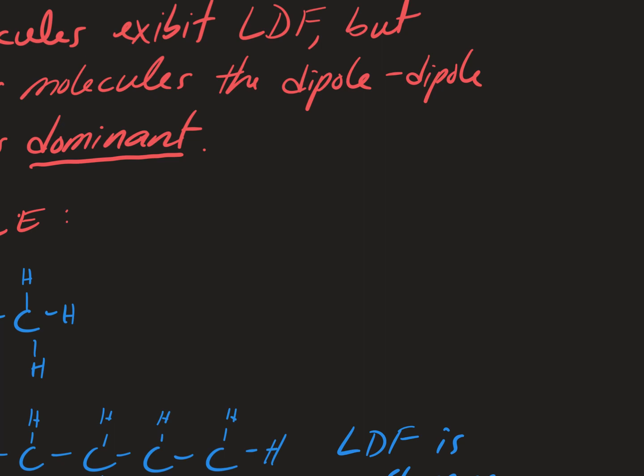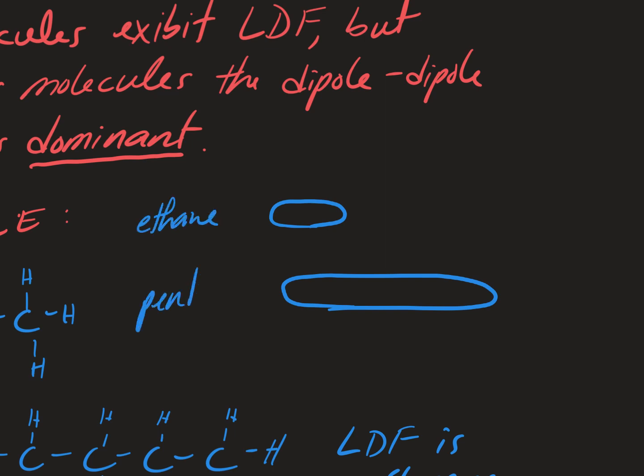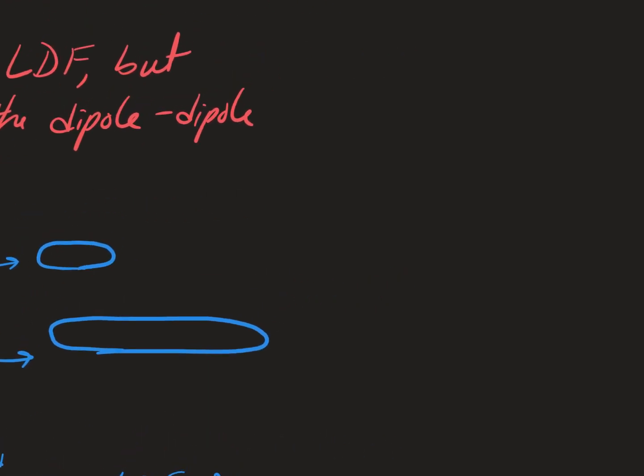If I was to draw two little pictures, let's do this. This would be ethane, and this would be pentane. Okay, ethane, pentane. I could count out the electrons. I don't feel like it right now. I'm just going to say this is going to have a lot more electrons, right?